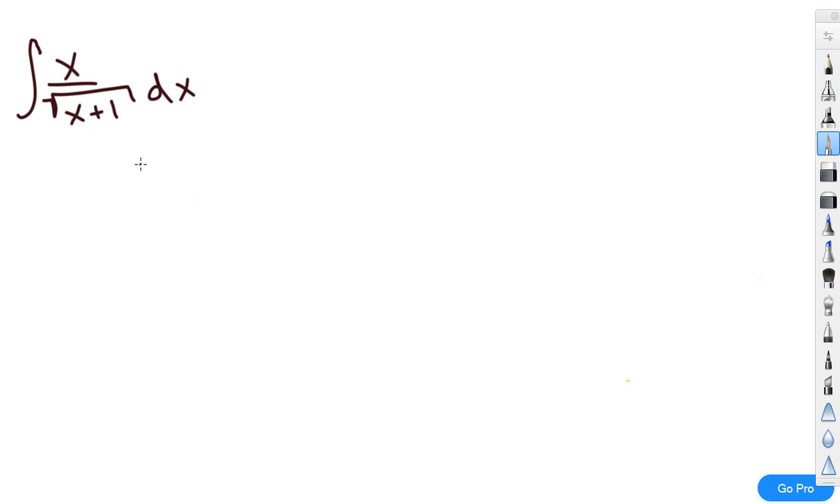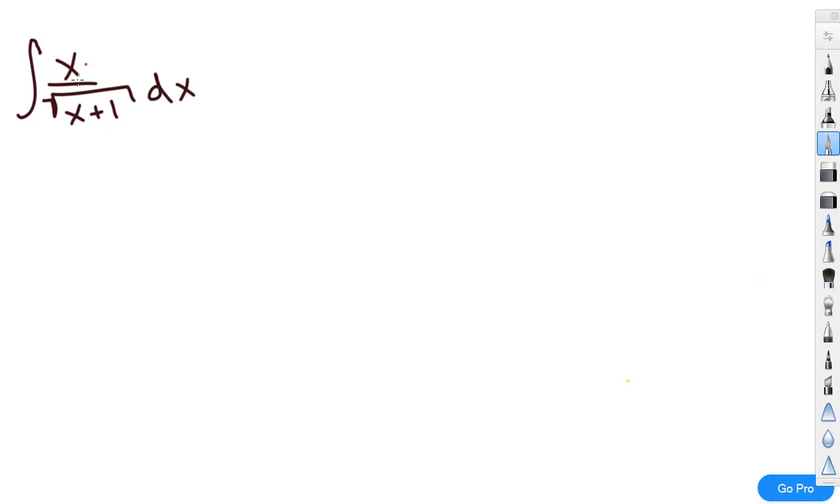Alright, I'm going to show you another example. This example is particularly interesting because there's two different ways of doing it. So, I'm going to show you both ways. First, if I look at this guy here, well, I know x plus 1, that's inside of the square root, so maybe that'll get me somewhere neat.